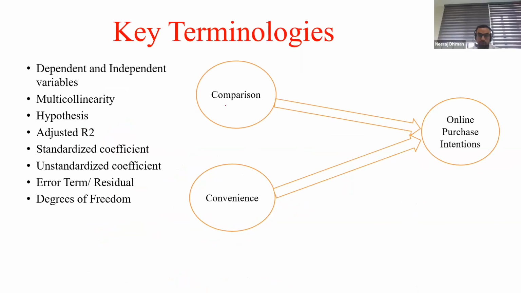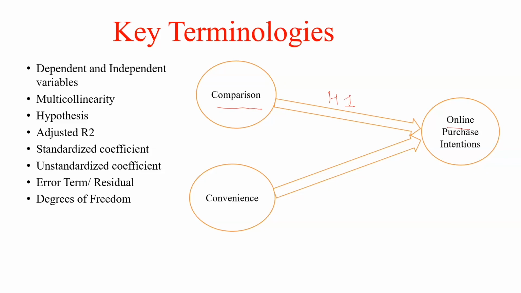If we are talking about comparison and online purchase intention, in this case this is hypothesis one. So how are we going to hypothesize this in literature? This is the model that I have presented to you, but how are we going to present this in a literature? Comparison has a positive relationship with online purchase intentions. There is a significant impact of comparison on online purchasing intention.